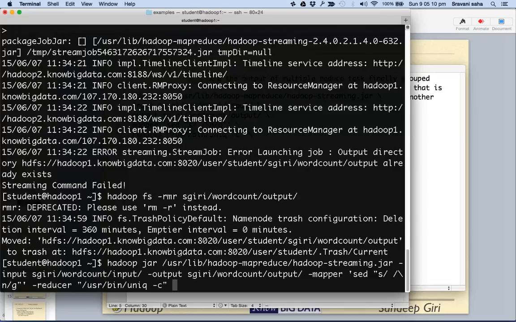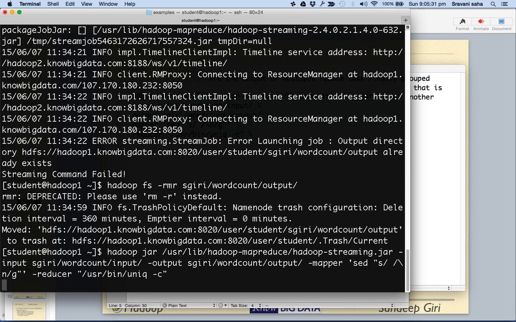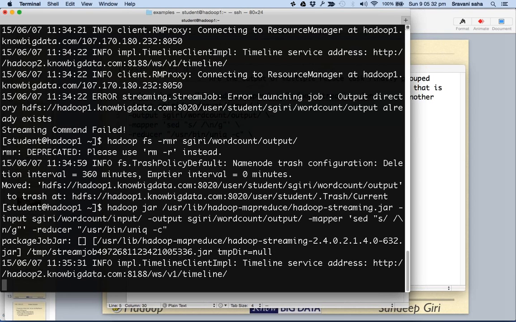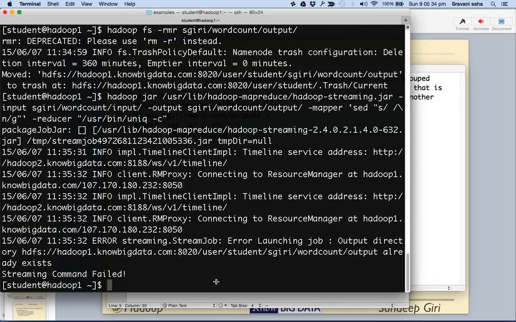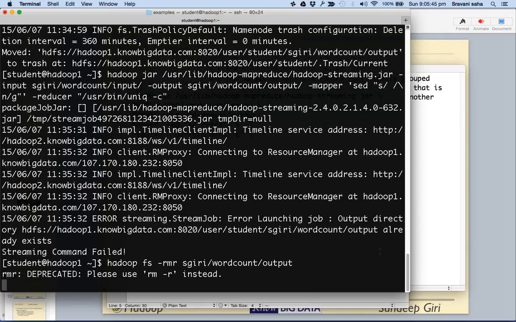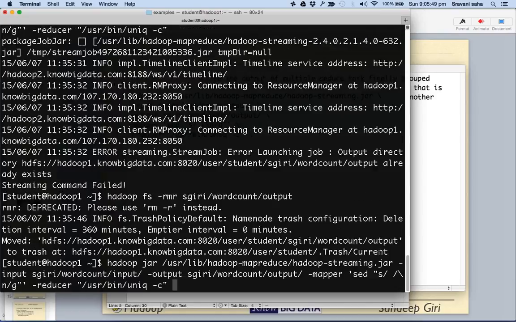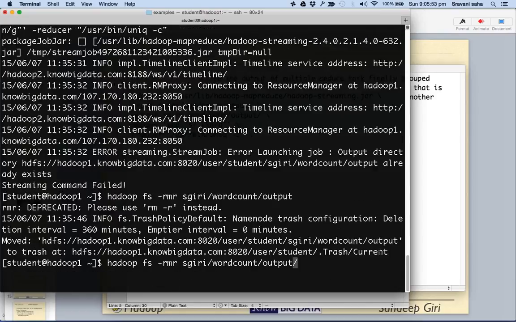Now we are saying Hadoop jar, Hadoop streaming. We are telling Hadoop to run this streaming, which understands the remaining arguments. The remaining arguments are minus input ascii slash word count slash input, and the output is ascii word count output, and we are running that. So it says that the folder already exists. Doesn't Hadoop fs minus rmr delete this? Did we delete the output folder, by the way? Yeah, we deleted this.